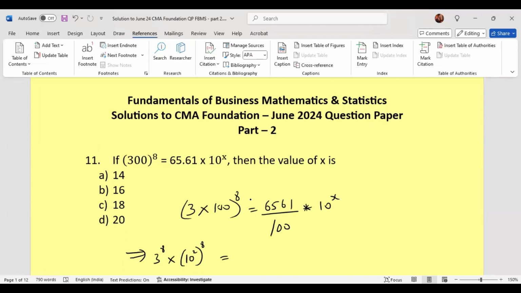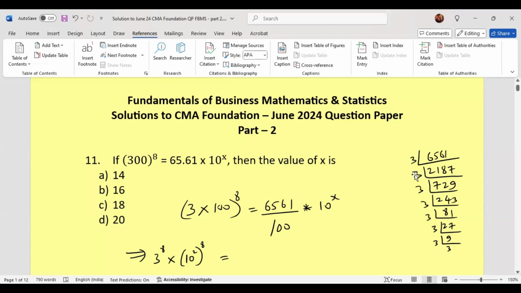Then this 6561 we will factorize. First we can divide it by 3. 3 2s are 6, 3 1s are 3, 3 8s are 24, 3 7s are 21, 3 2s are 6, 27 means 9, 3 2s are 6, 4, 3, 3, 8, 1, 3, 27, 3, 9, 3, 3. So we can count this: 1, 2, 3, 4, 5, 6, 7, 8. So it is 3 to the power of 8.